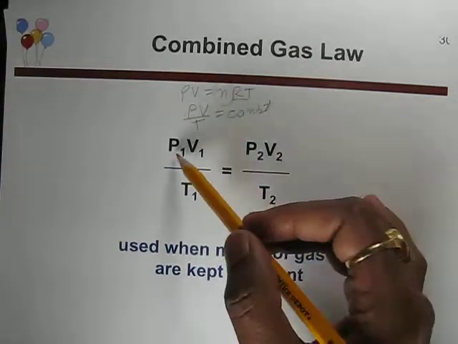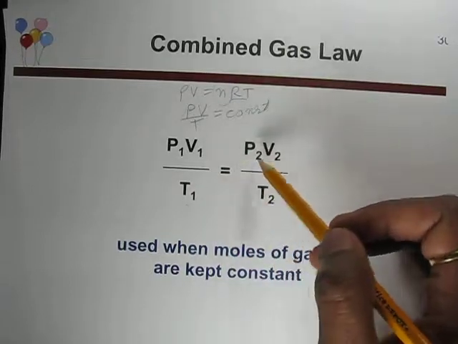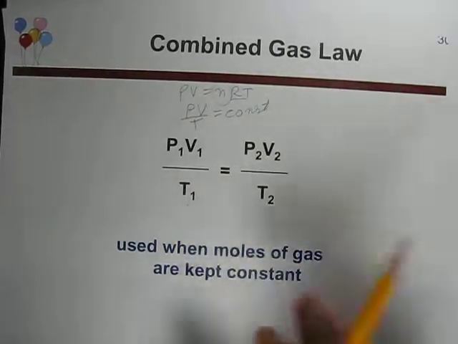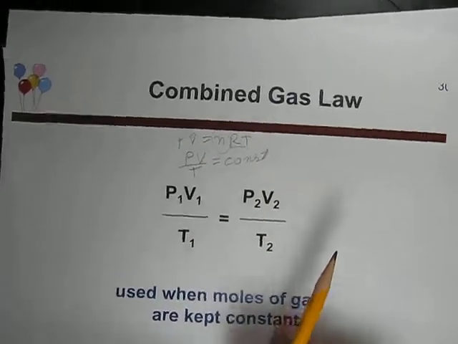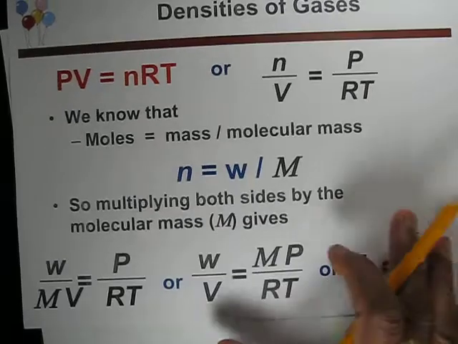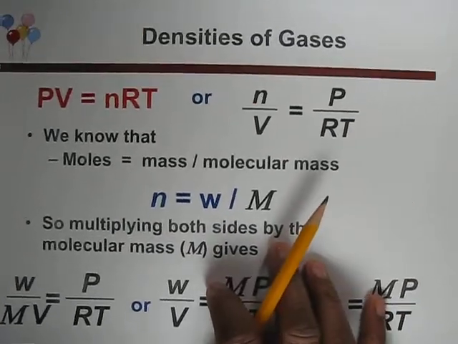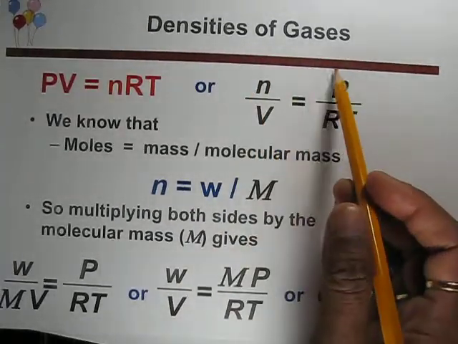In that case, P1 V1 over T1 is equal to P2 V2 over T2 when we compare two different conditions using the gas law. And this is another application of the gas law. We can also calculate the density of a gas.